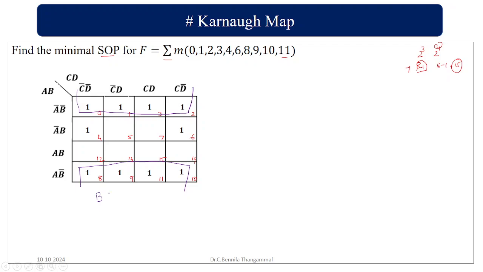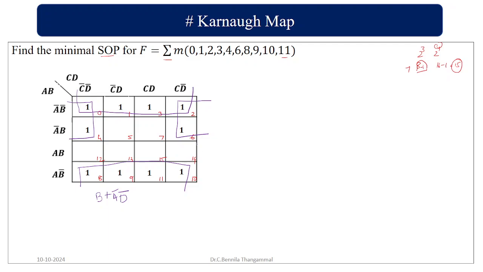Next I have to search for a quad. So here I can have this one, right? Just see here, this is going to be the quad. What happens? This B bar, B get cancelled with each other. I have A bar here. Again here, C bar, D bar, C, D bar: C and C bar get cancelled with each other. I have only the D bar.